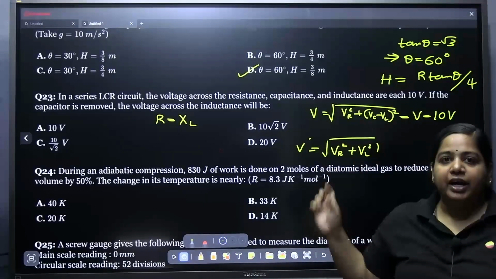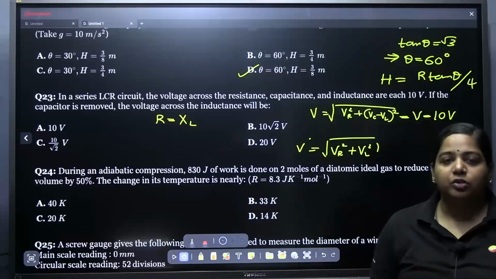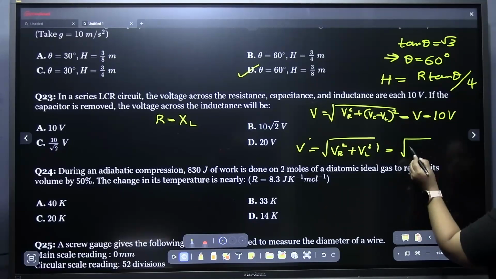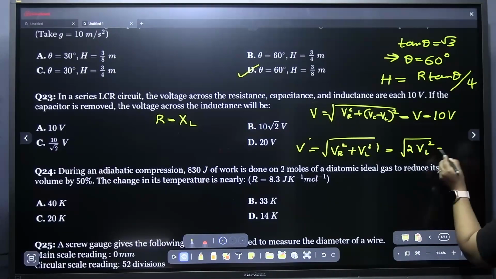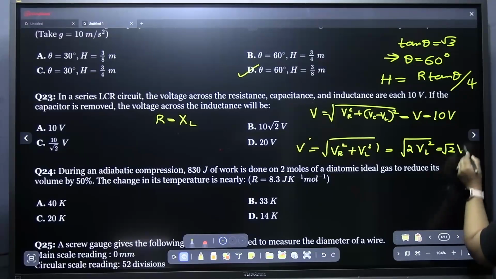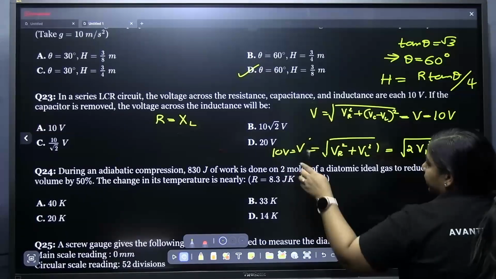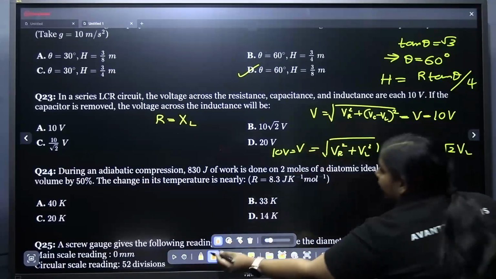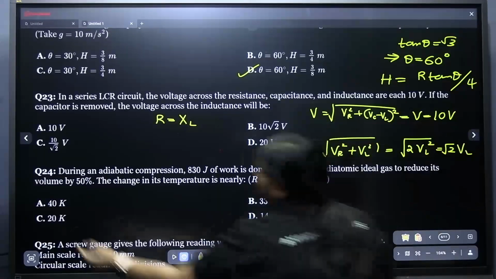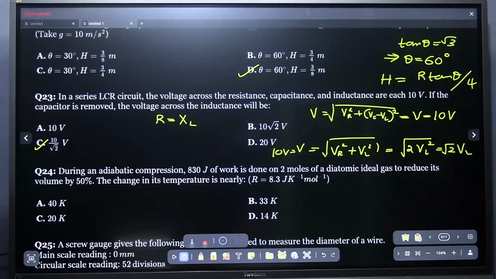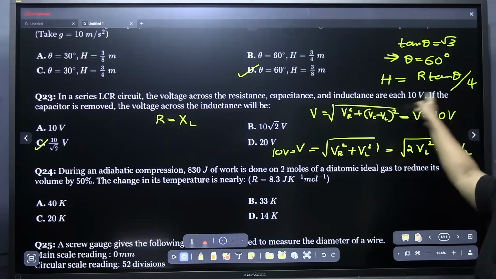In that case, when we connect it again, the voltages VR and VL will be the same. So here we can write it as root of 2 VL square, which is equal to root 2 VL, equal to this 10 volt. So the answer is 10 by root 2, option C. Is it clear for all? All are having equal volt.